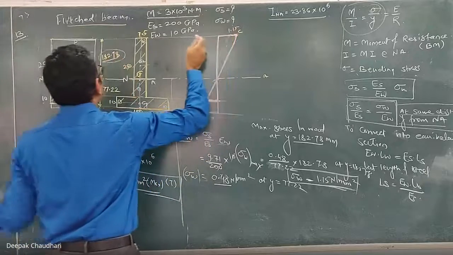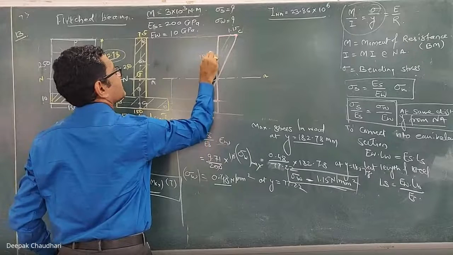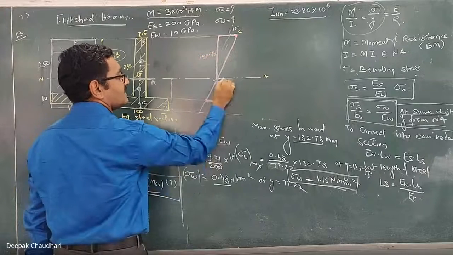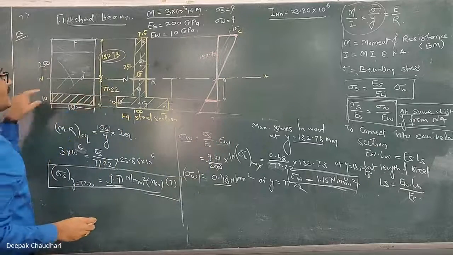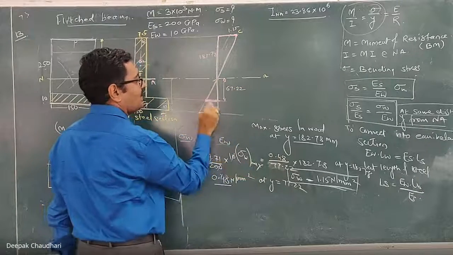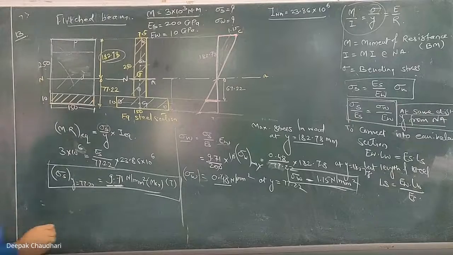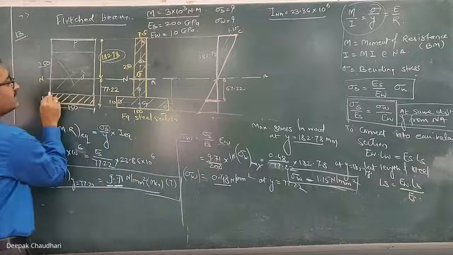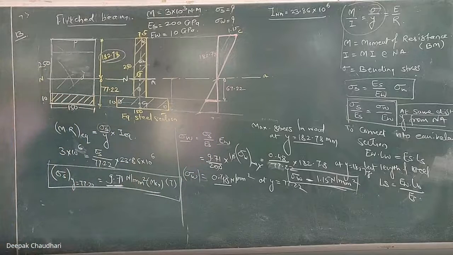Here, this 1.15 meter per meter square is at a distance of 182.78. So how much is the stress at a distance of, how much is this, 77.22 minus 10, 67.22? You can again use the property of similar triangles for calculating this value also. Stress in the wood at a distance of 67.22 from the neutral axis. This is the bending stress distribution diagram for the wood.